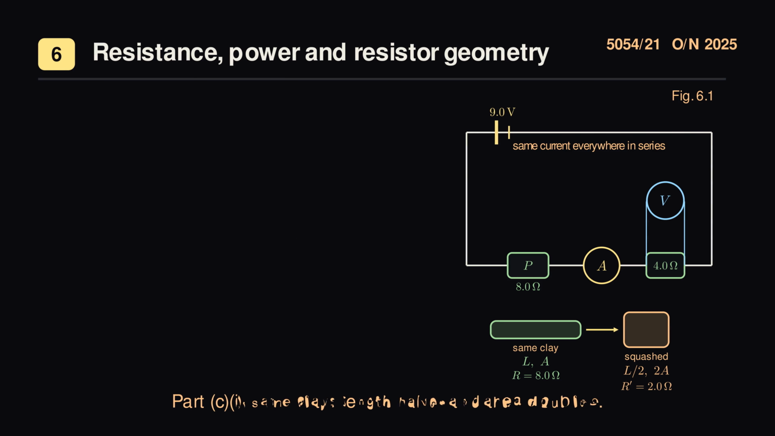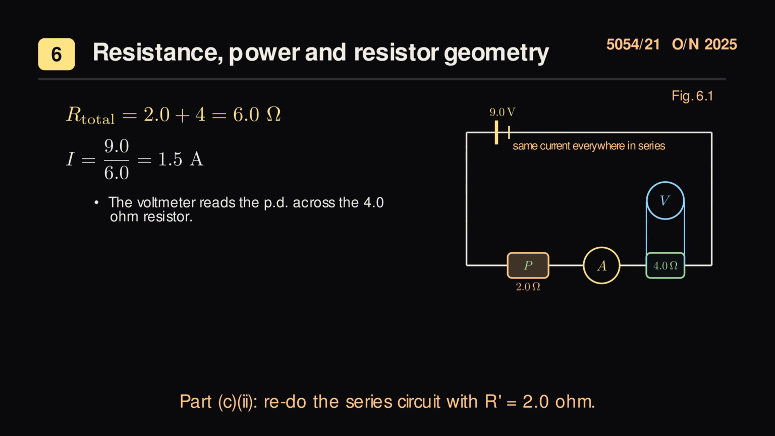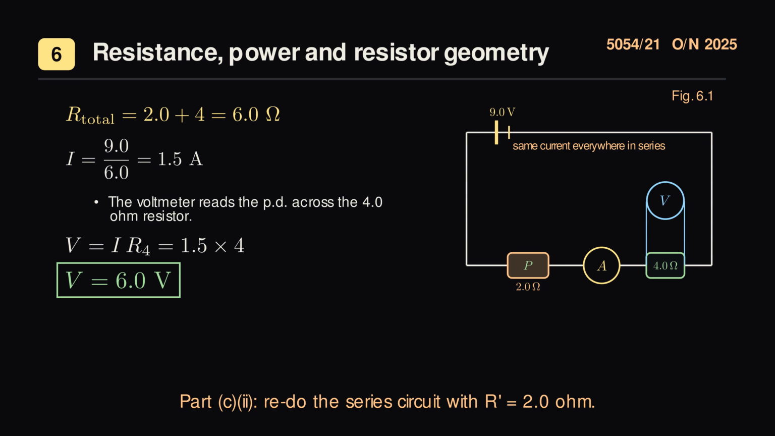Part C, Part 2. Now P is 2 ohms, so the total series resistance is 6 ohms. The current becomes 1.5 amps. The voltmeter is across the 4-ohm resistor, so V equals IR, 1.5 times 4, which is 6 volts.